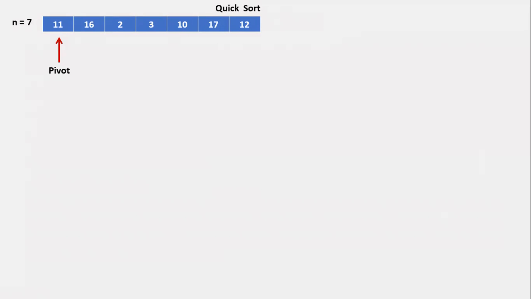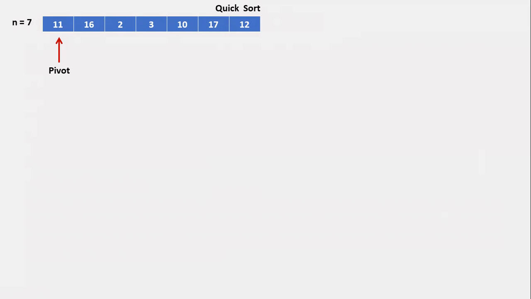Now, my question is how to partition this array. This is the main part of this algorithm. And if we know how to partition this array, then we can easily write the code for quicksort.